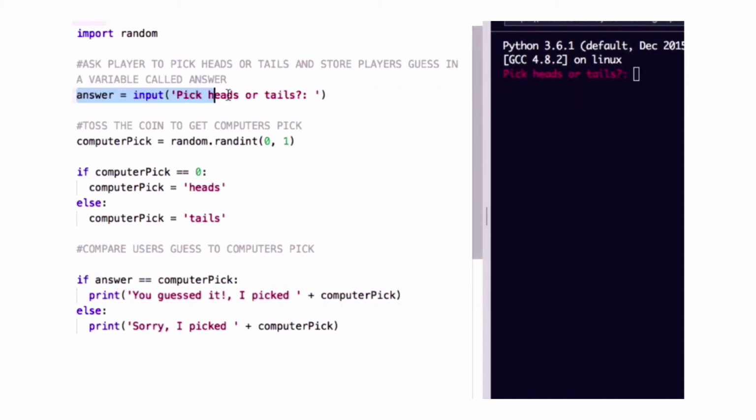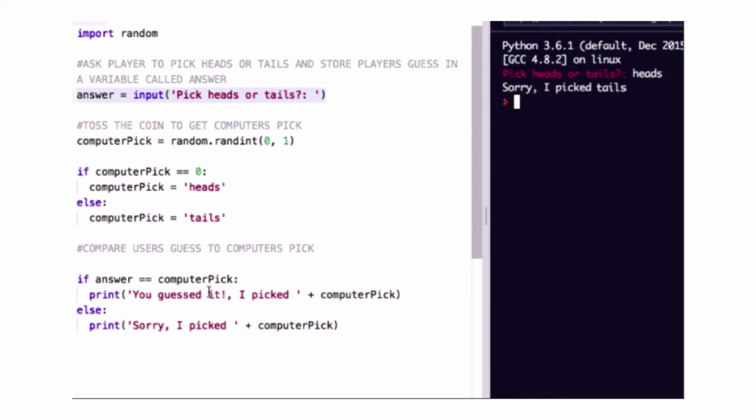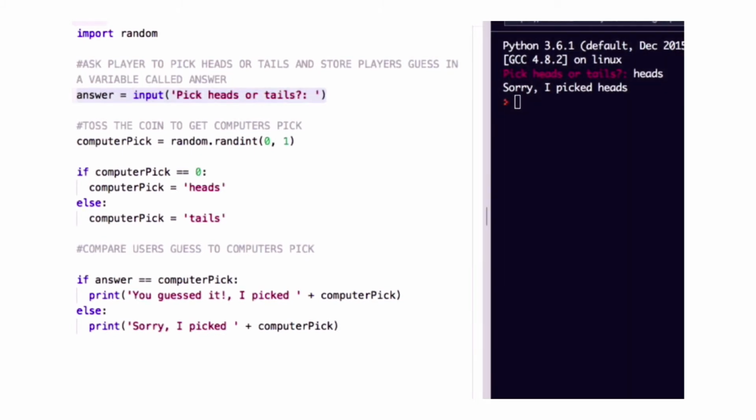So this is this part here, pick heads or tails. I'm going to type in heads, and that's going to get stored in the variable called answer. Now, very quickly, the computer has picked number 1, changed it to tails, and then it's compared my heads to the tails and said, sorry, I picked tails. So I'm going to pick heads again and see if we get a match this time. This time, I entered the word heads and stored it in this variable. The computer picked 0, that was changed to heads, and then when it compared my guess to the computer pick, it said yes, there was a match because it picked heads.